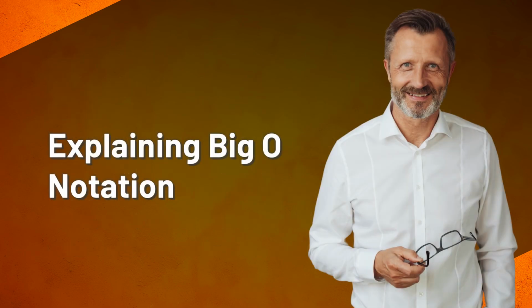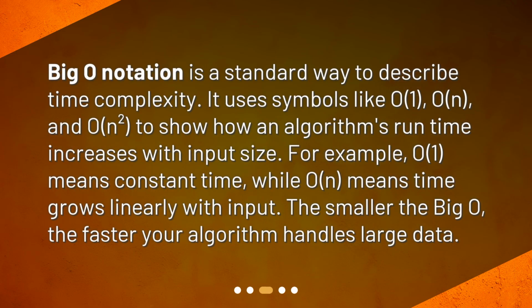Explaining Big O notation. Big O notation is a standard way to describe time complexity. It uses symbols like O(1), O(n), and O(n²) to show how an algorithm's runtime increases with input size. For example, O(1) means constant time, while O(n) means time grows linearly with input. The smaller the Big O, the faster your algorithm handles large data.